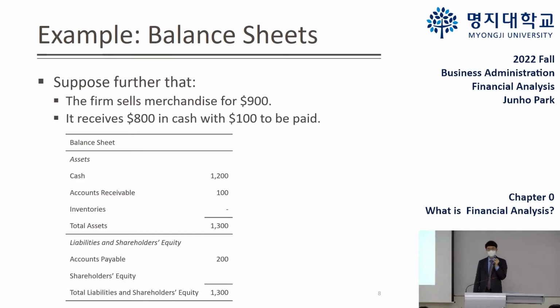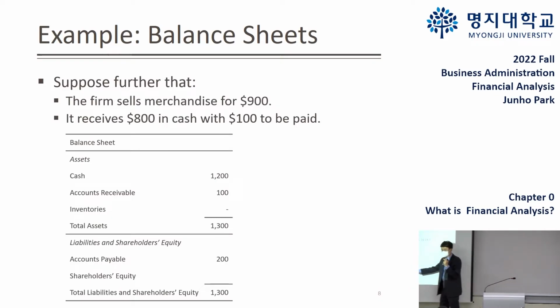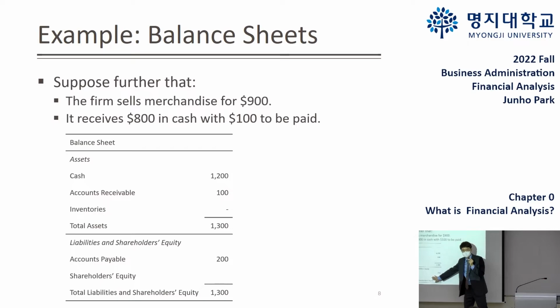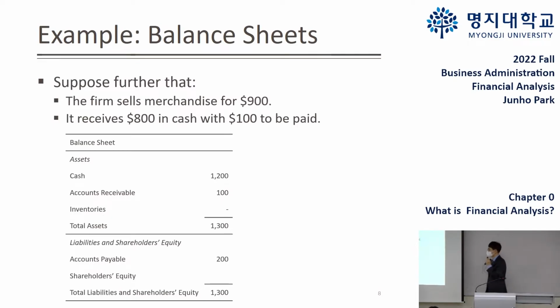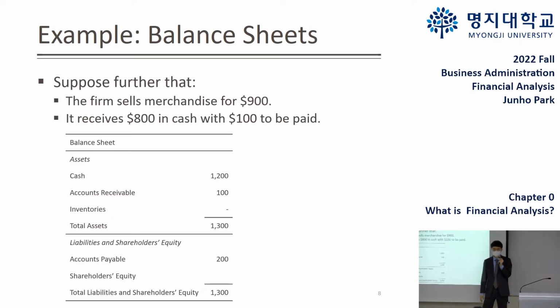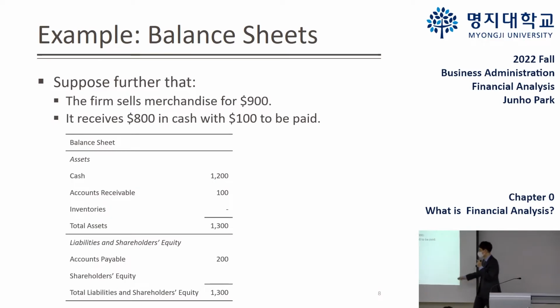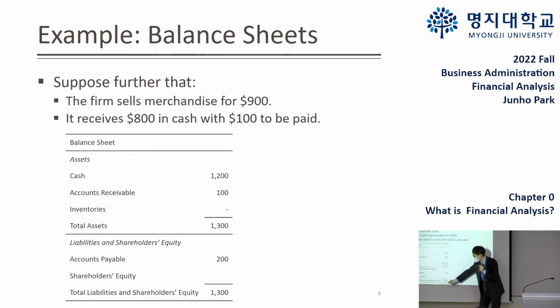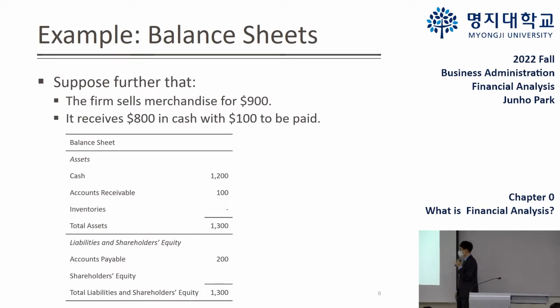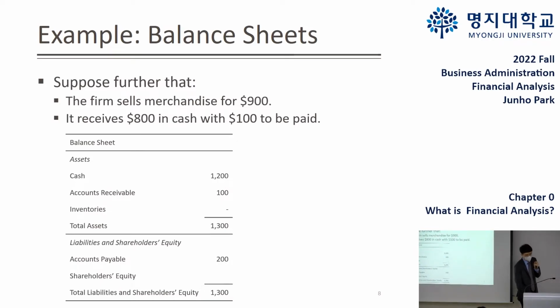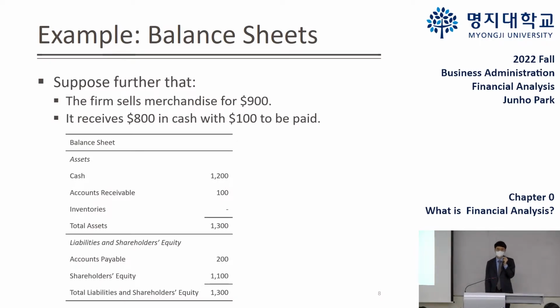So in aggregate, total assets amount to 1,300. But on the other side, let's see what happens. There's no change in the fact that you still need to pay $200 to your supplier, so the liabilities you have is only $200. And then, according to the accounting equation, you need to have the same amount as the total assets for total liabilities and equity. So it should be 1,300. That means your shareholders' equity should be not 1,000, but 1,100.